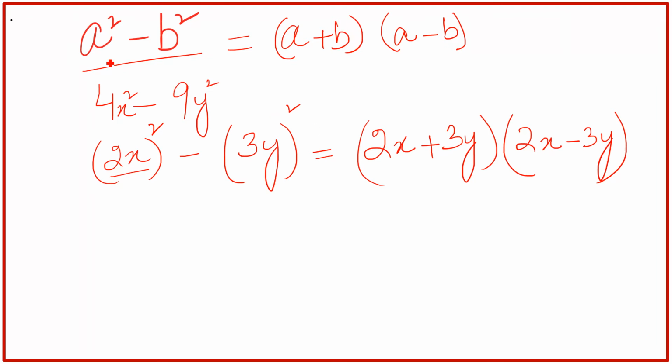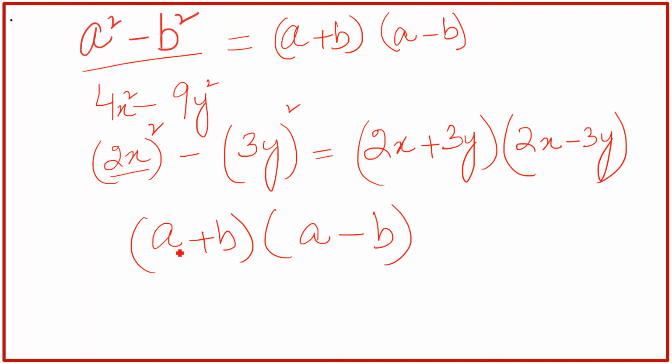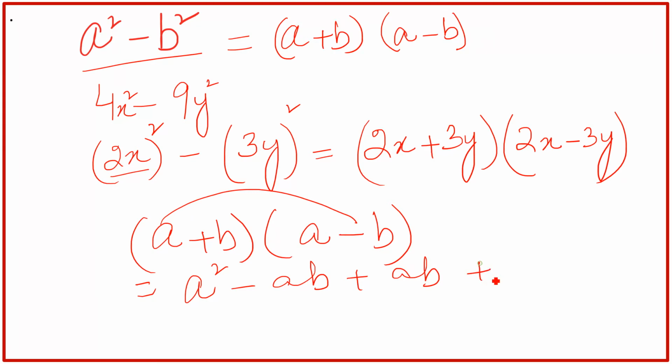If someone asks you how come a square minus b square is equal to a plus b multiplied by a minus b, prove it. So very easy. We will multiply a plus b by a minus b. So just multiply. How will we multiply? First we will multiply a with the second bracket, and then positive b with the second bracket. And you know, in multiplication we add the powers of the same base.